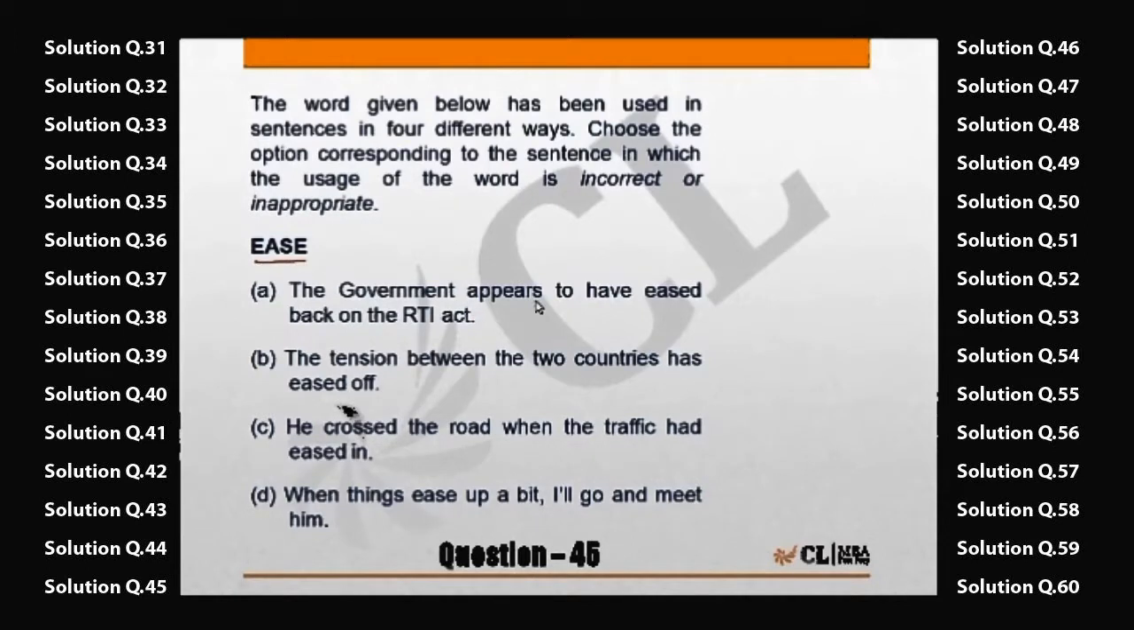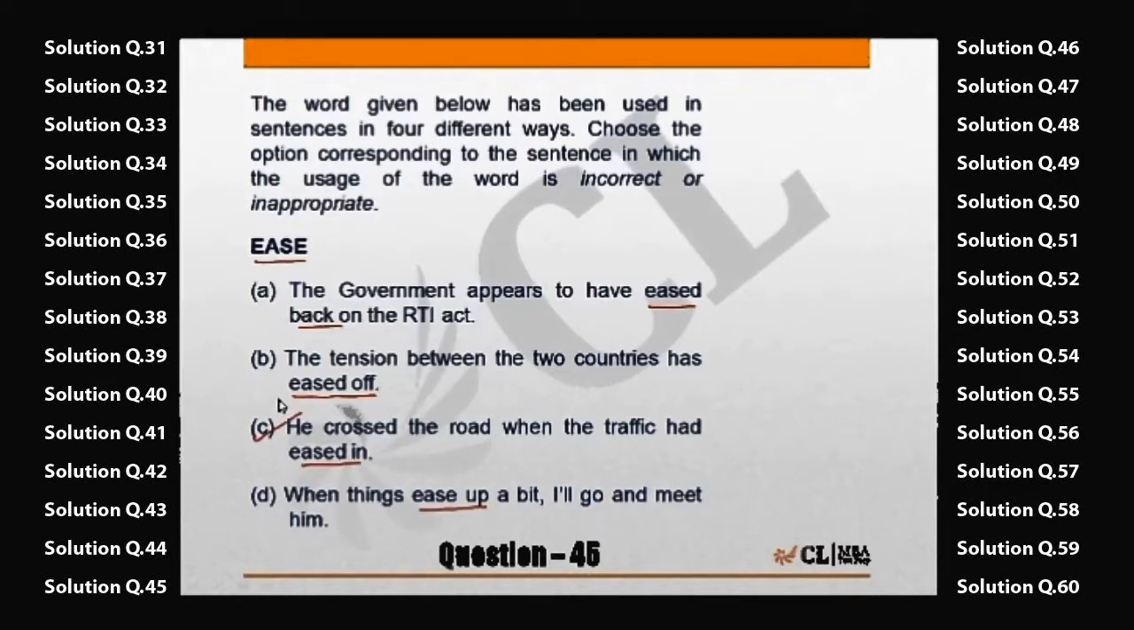Ease. The government appears to have eased back on the RTI Act. Okay, eased back. The tension between the 2 countries has eased off. He crossed the road when the traffic had eased in. When things ease up a bit, I will go and meet him up. Okay. Now in this, eased in is the wrong choice or the wrong usage.